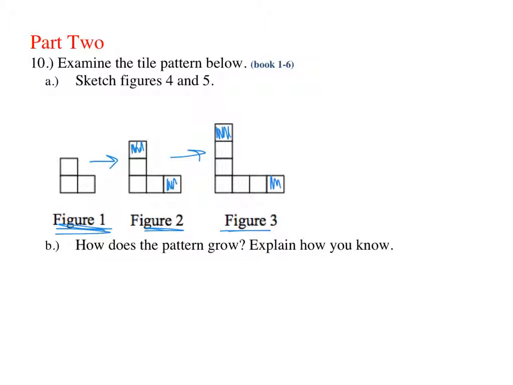So to do Figure 4, I'm going to take my Figure 3, which is right here, and I'm going to add a block at the top. So instead of having 1, 2, 3, 4 blocks, it's now going to have 5 blocks. And then instead of having 1, 2, 3, 4 on the bottom, it's going to have 5.